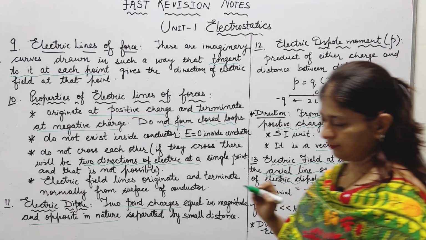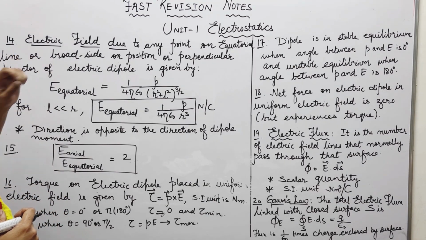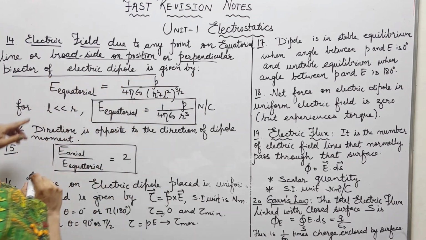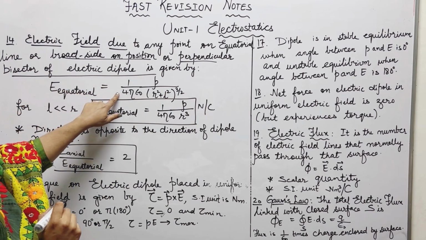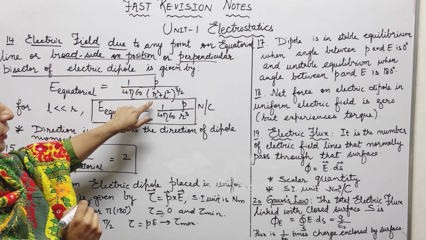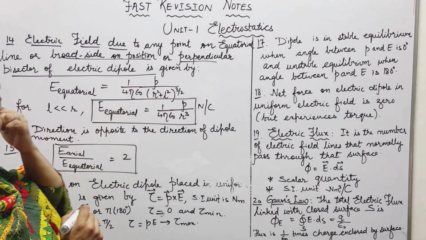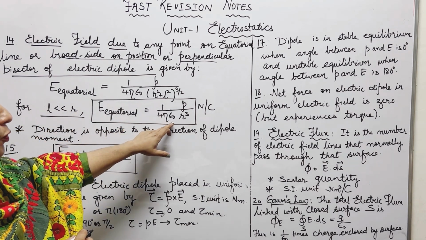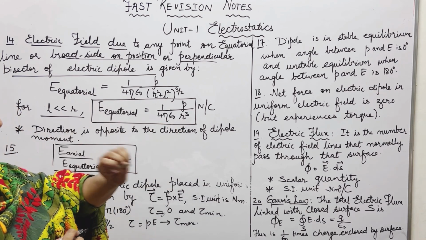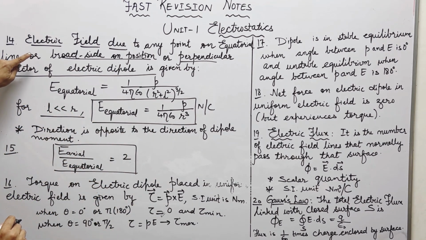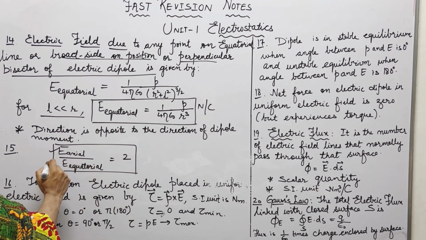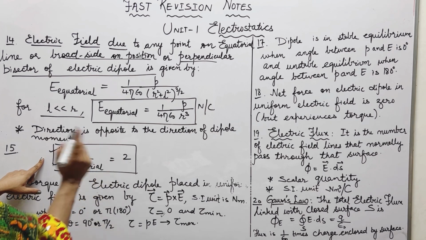Now the 14th point is about electric field due to any point on the equatorial line or broadside on position or perpendicular bisector of electric dipole. It is given by 1 by 4 pi epsilon naught, dipole moment divided by r square plus l square to the power 3 by 2, and again for L very less than R, this is given by 1 by 4 pi epsilon naught p by r cube. If you compare it with the electric field due to a point lying on the axial line, this is half of that, or if we divide those two results we will get the value 2.